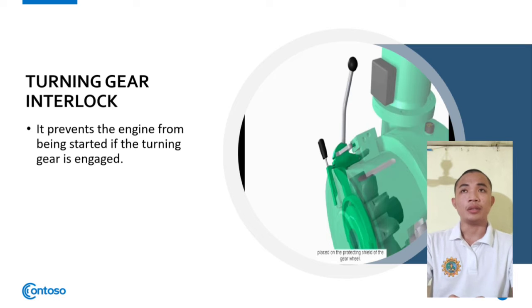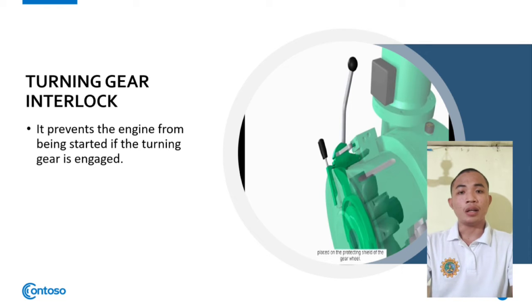So first is the turning gear interlock, and its function is that it prevents the engine from being started if the turning gear is engaged. But first, what is a turning gear? A turning gear is an electrically driven system to turn the engine flywheel manually in a diesel engine, and it consists of a motor and gear arrangement. When engaged, the gear arrangement mounts on the engine shaft gear and rotates the flywheel at about 0.60 rpm, and it is needed for maintenance and inspection.